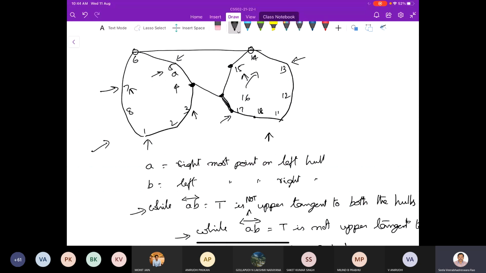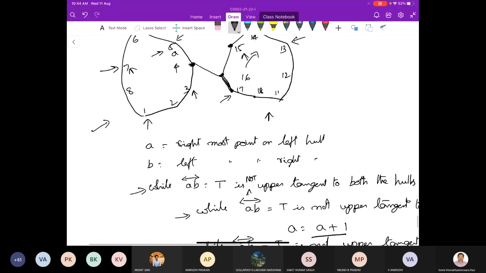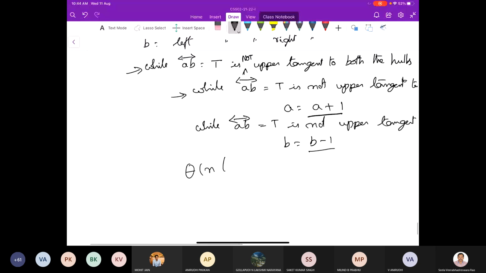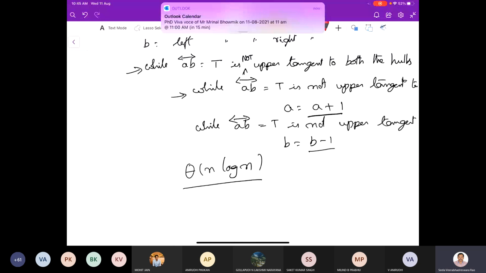So now that the algorithm is clear, the complexity is n log n. Is this clear? Any questions?